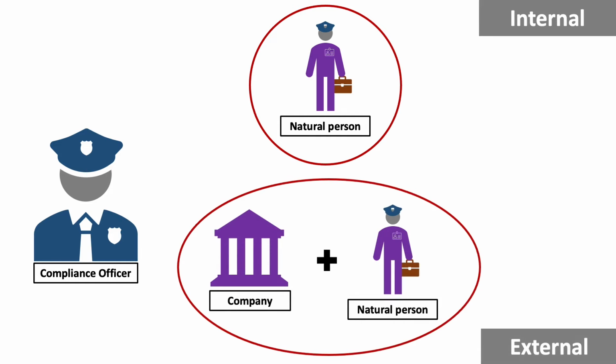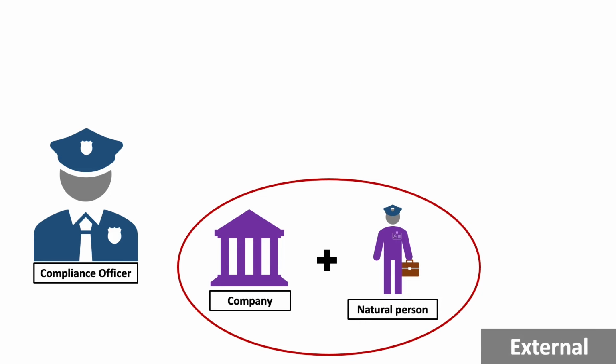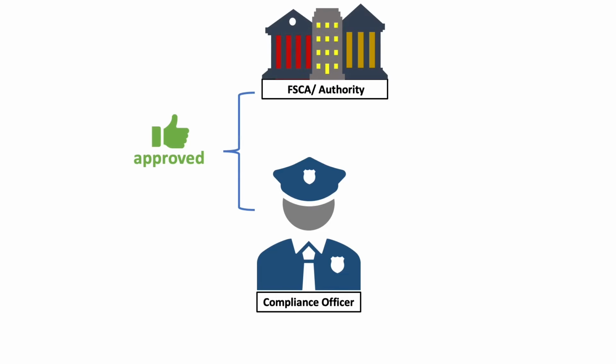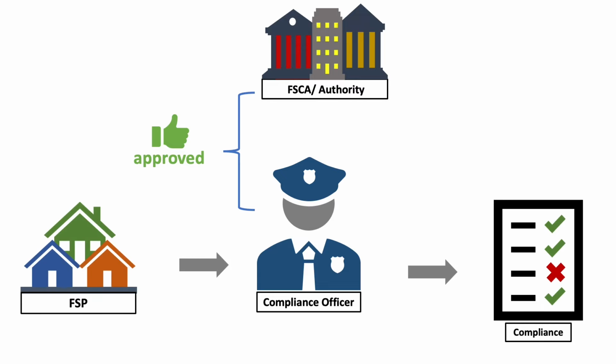The other is an external compliance officer or practice. This one can be both a natural person or a legal entity that will employ natural persons. This type of compliance officer can offer its services to multiple FSPs. Compliance officers must be approved by the FSCA, but only after they have met the fit and proper requirements that are set out for them in the FAIS Act. Once approved by the FSCA, compliance officers may be appointed by an FSP to help with compliance requirements of the FAIS Act.